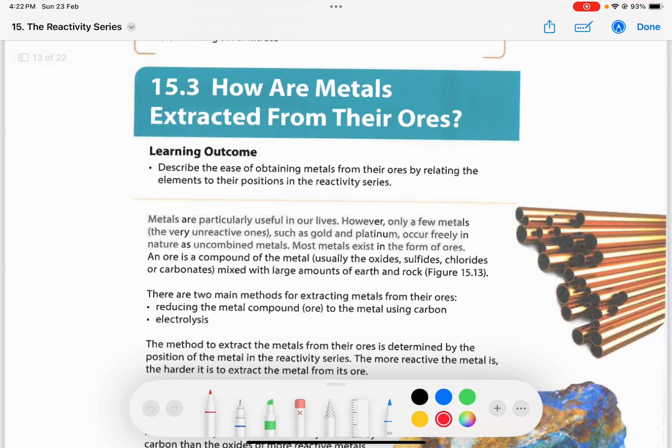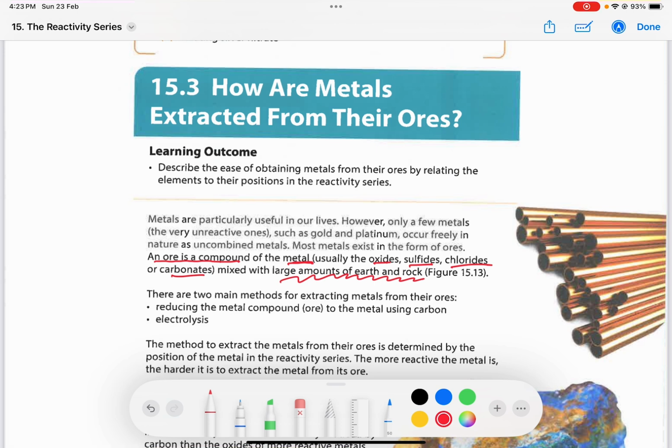Okay, so in terms of extracting metals from their ore, the first thing we need to understand is what we mean by the ore. Take note, an ore is a compound of the metal, usually either metal oxide, metal sulfides, metal chlorides, or metal carbonates, mixed with large amounts of earth and rock. So it's not just the metal compound itself, but there are a lot of other impurities as well. So how do they go about getting the metals out from this particular ore?